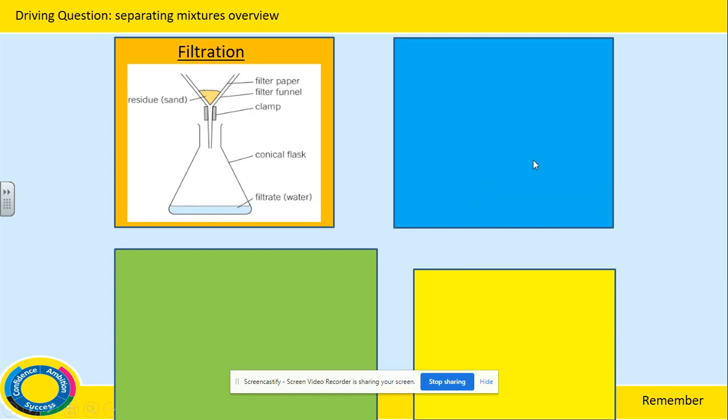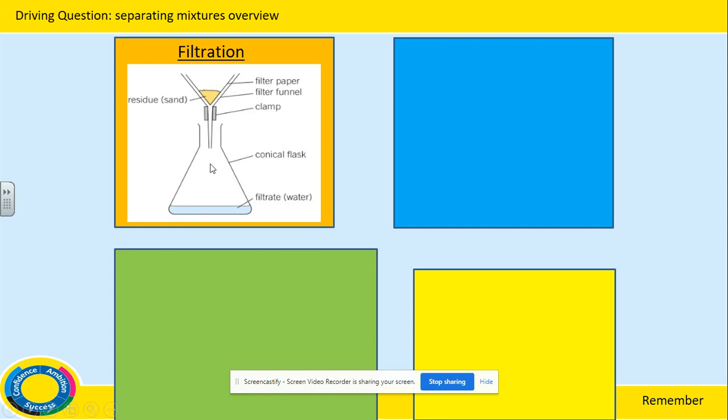We have the filter paper, filter funnel, the clamp, the residue or sand, conical flask, and the filtrate, which is the water. Let's say that we had a mixture of sand and water, and we wanted to get the water alone. This is how we would separate the mixture. By pouring the mixture, sand and water, into a filter funnel with filter paper, the sand will be separated from the water. The sand that is left in your funnel is called the residue. What we'll collect into our conical flask is the filtrate, which is the water.